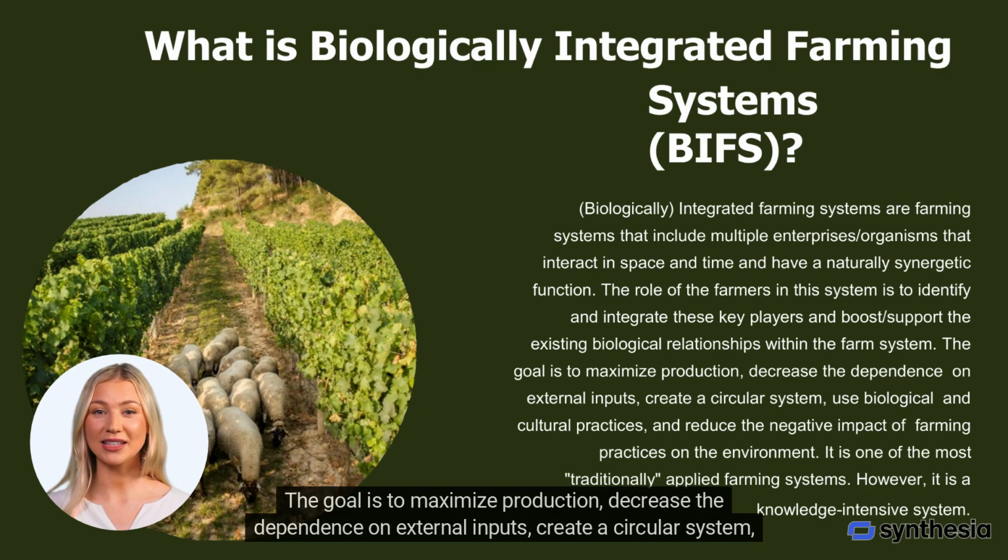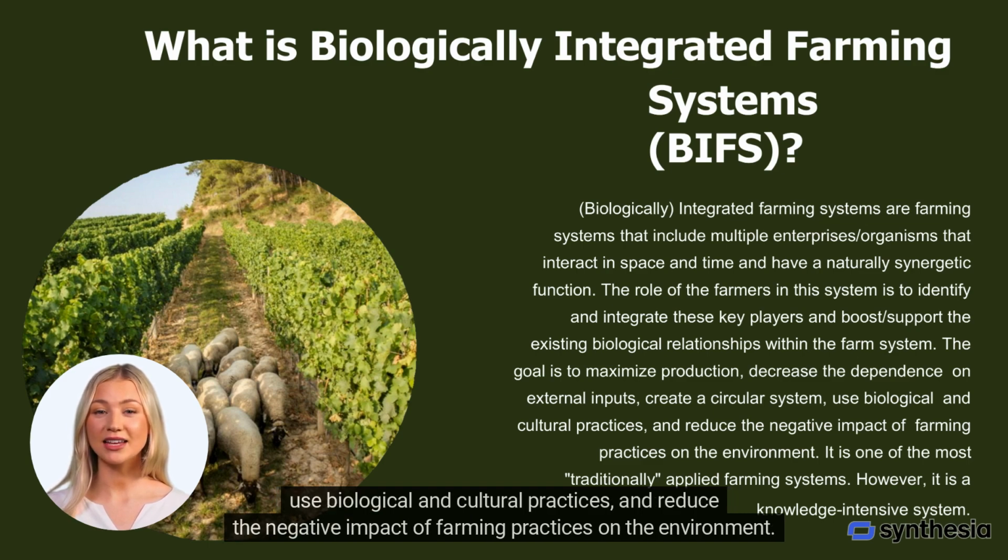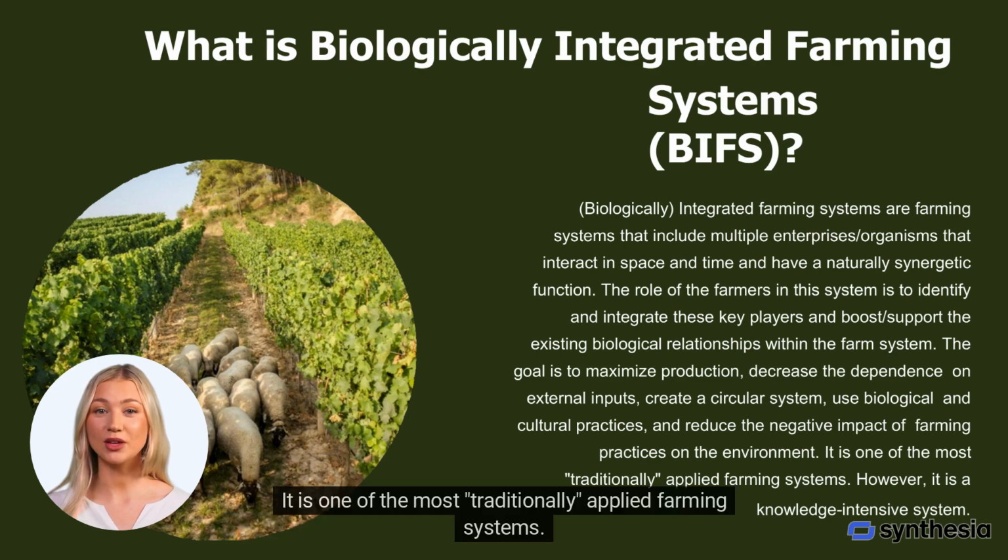The goal is to maximize production, decrease the dependence on external inputs, create a circular system, use biological and cultural practices, and reduce the negative impact of farming practices on the environment. It is one of the most traditionally applied farming systems. However, it is a knowledge-intensive system.